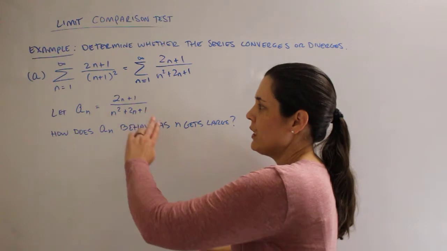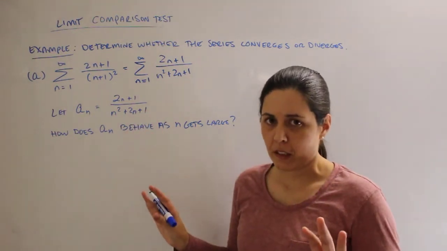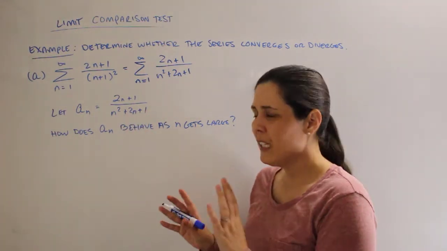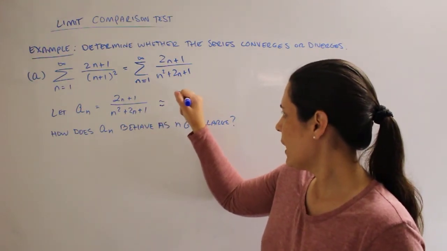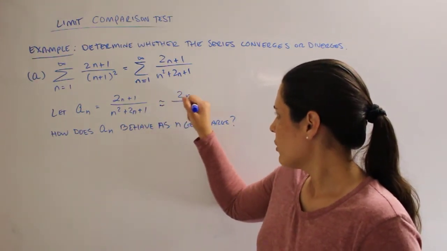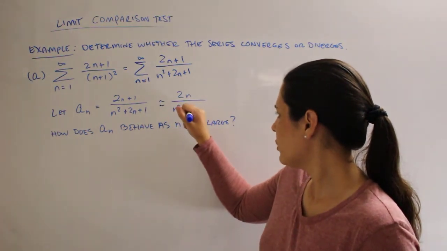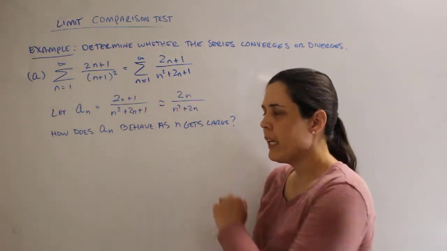These little plus 1s in the back, they're not going to have much effect at all. If a huge number plus 1, not going to do a whole lot to it. So I'm going to say that this is approximately the same as 2n on top, n squared plus 2n on bottom. Those plus ones are negligible.